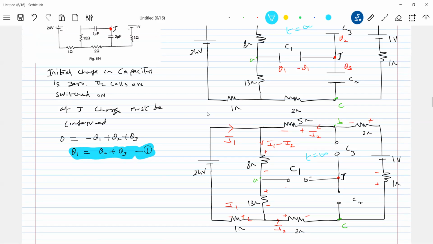At steady state, capacitor is open circuit. At T equals 0, capacitor is short circuit. At any time T, it will have capacitance and charge. At steady state also, it will have charge.